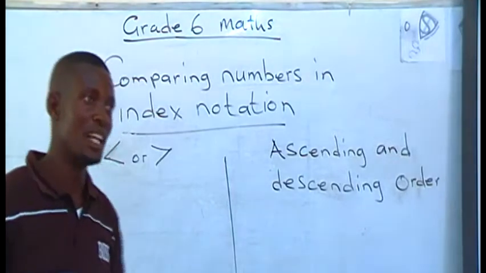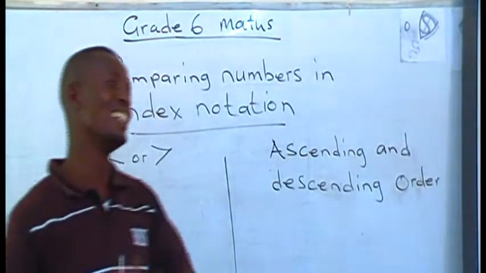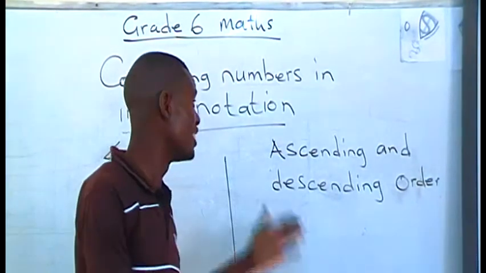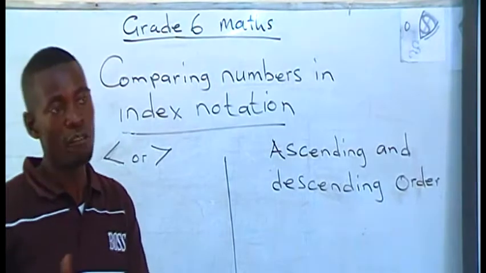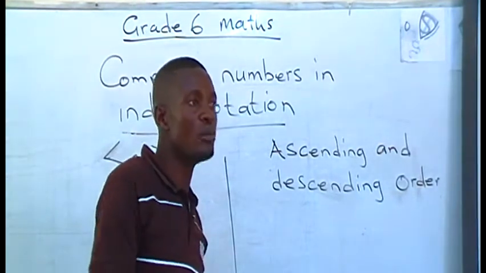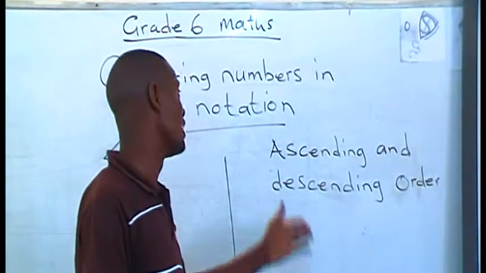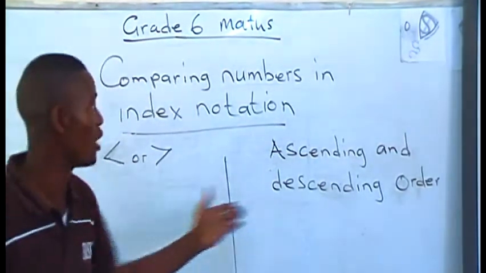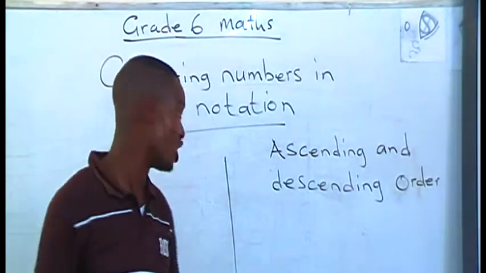There are two ways of comparing numbers. The other way we are going to be comparing numbers is by arranging them using what we call ascending and descending order. Following that order, it can be from the smallest to the biggest, or from the biggest to the smallest. These are the two ways we are going to use to compare numbers in index notation.